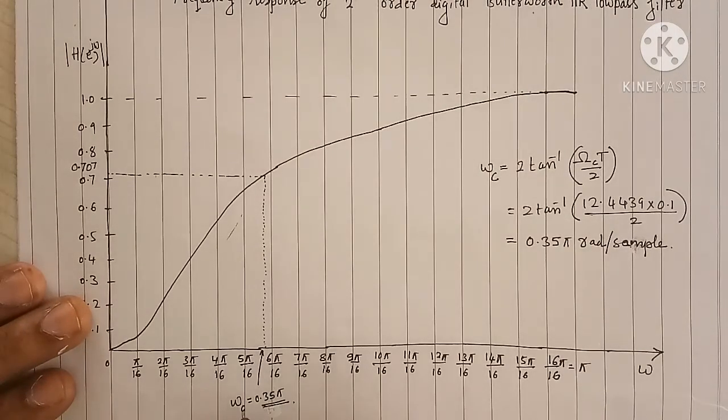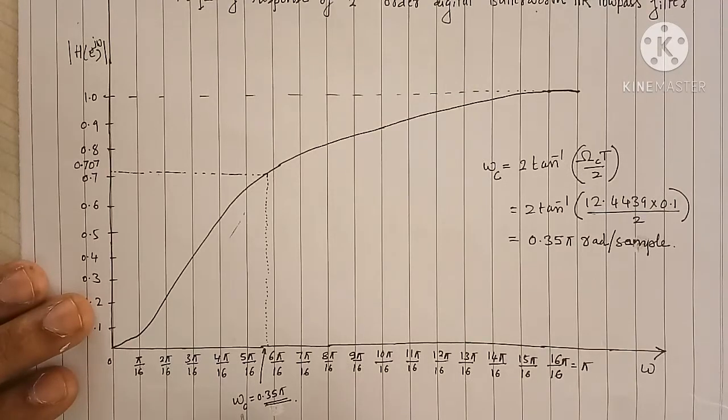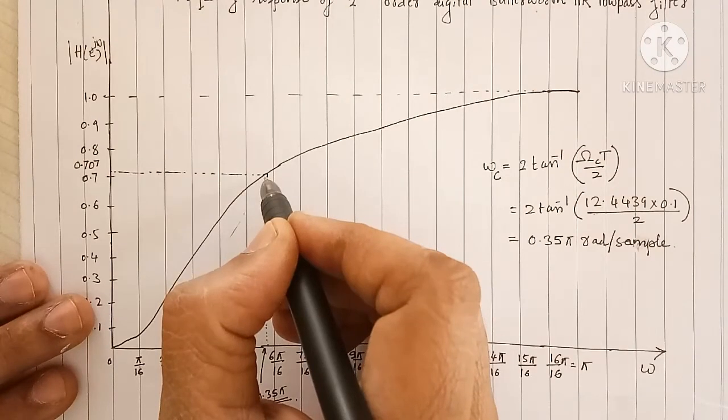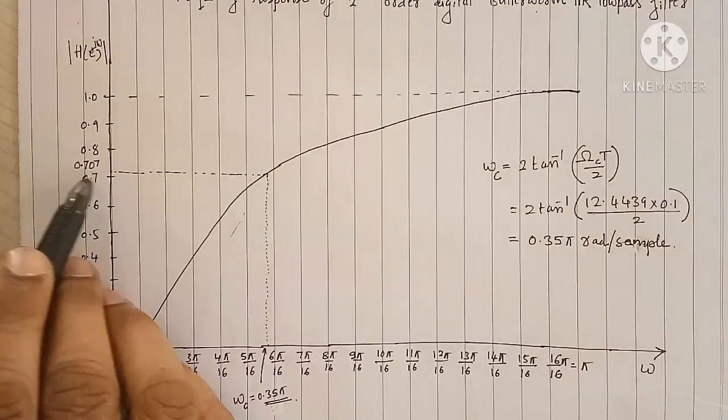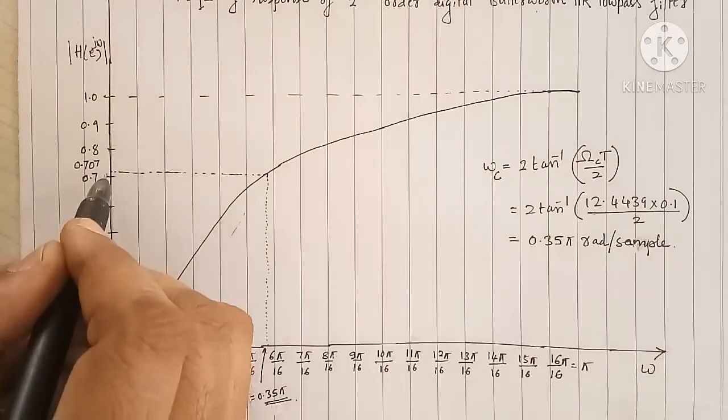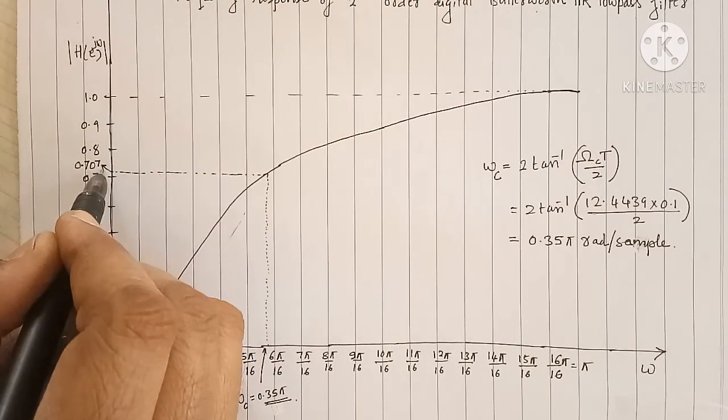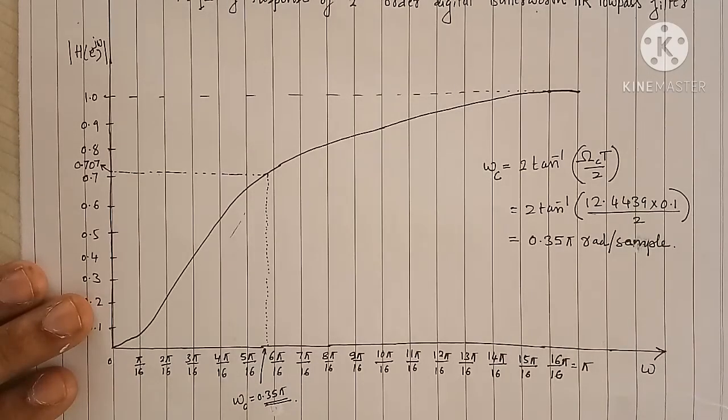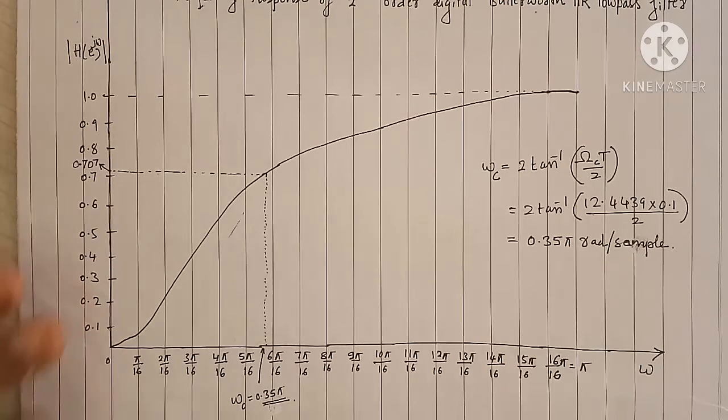At cutoff frequency omega c equal to 0.35 pi. Remember, this omega c is digital cutoff frequency. The magnitude is 0.707. So the frequency response is according to the specifications.